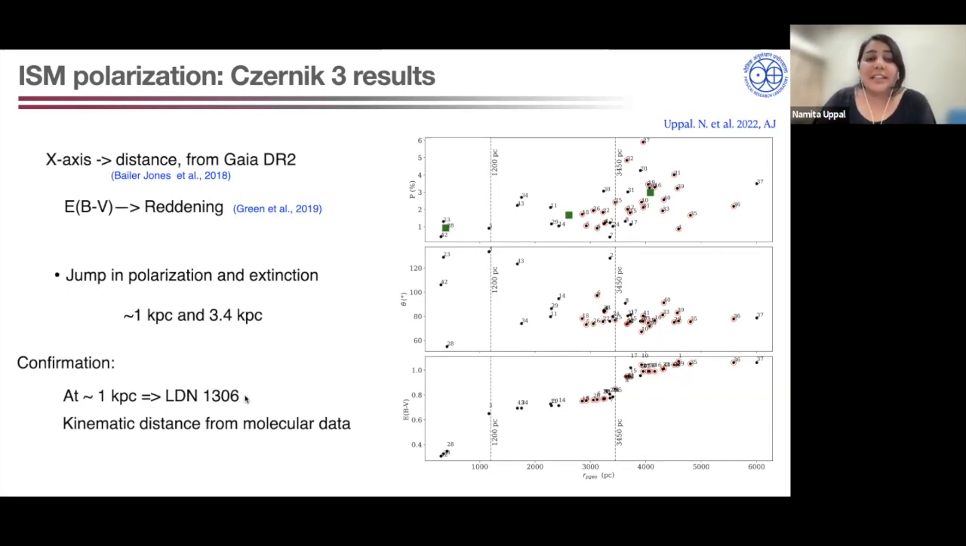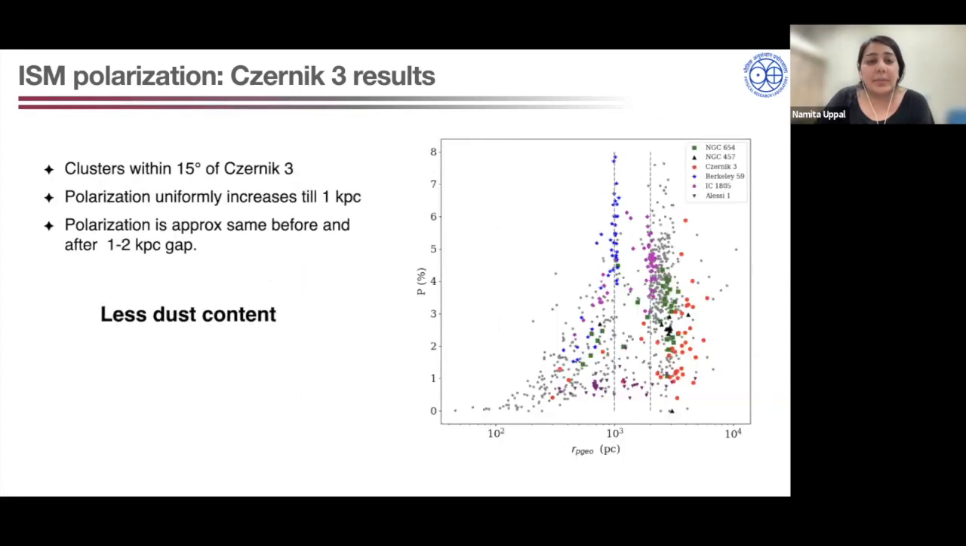So this validates that the polarization technique is very good for obtaining the distance of the dust layers that are present in a particular line of sight. So we carried this out, and then we combined the distance and polarization information of all the stars within 15 degrees that were observed in the literature, to see the large scale distribution of the polarization and whether it can give us some hint about the structure or not.